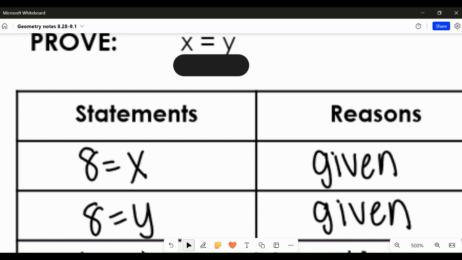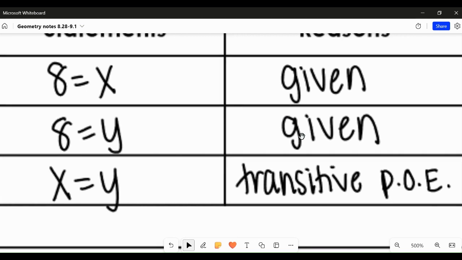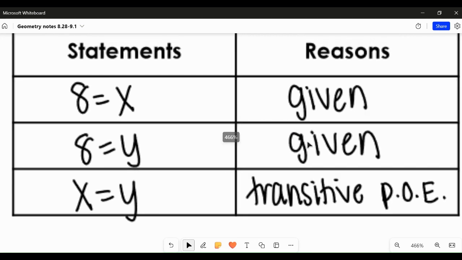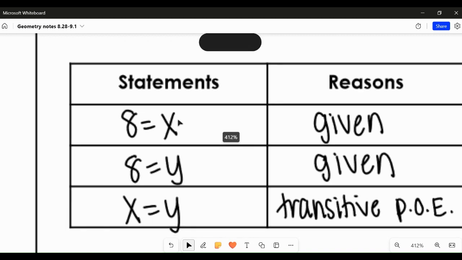Now, if both of these equal the same thing, that means that this and this have to be equal. And the reason that we're going to give for that is our transitive property of equality. So these both equal the same exact number. Therefore, these both equal the same thing as well. All right.